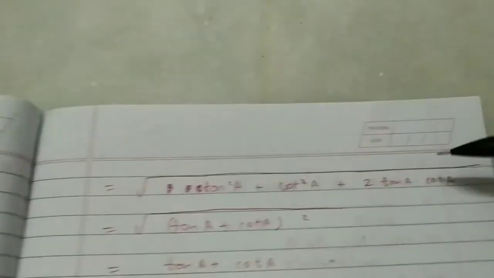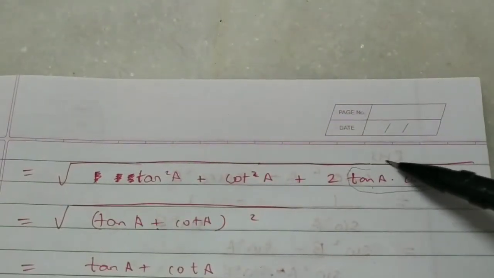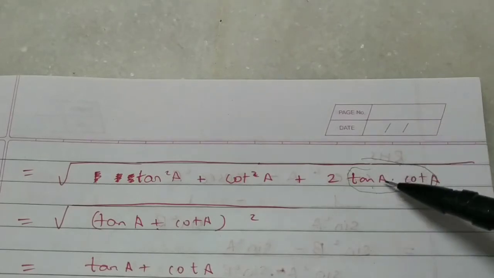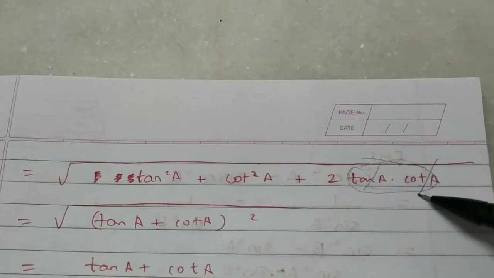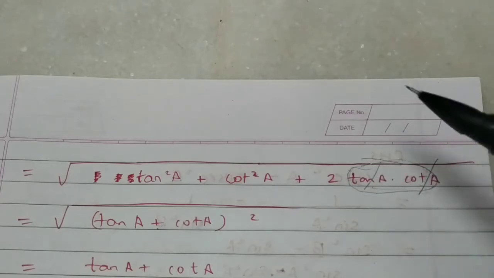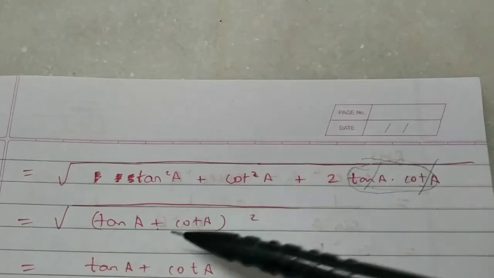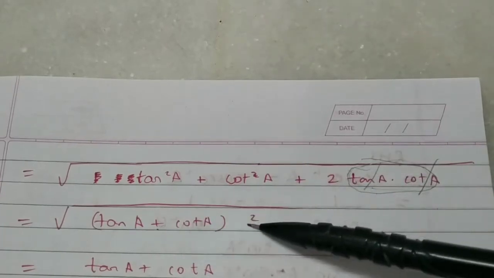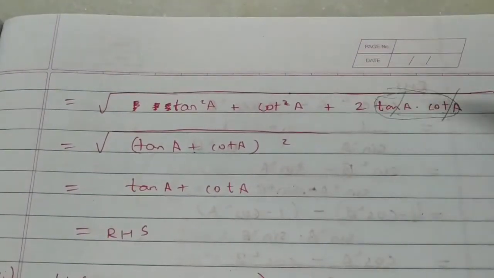Well, for that 2, can we just add something, tan A into cot A? If you notice, this is nothing but 1, because tan A and cot A are reciprocals of each other. They can be cancelled. So we are not changing anything here. This is still valid. But by writing it in this format, this looks like a square plus b square plus 2ab, which becomes a plus b the whole squared, and the square and the square root sign go away, and we are left with the RHS.